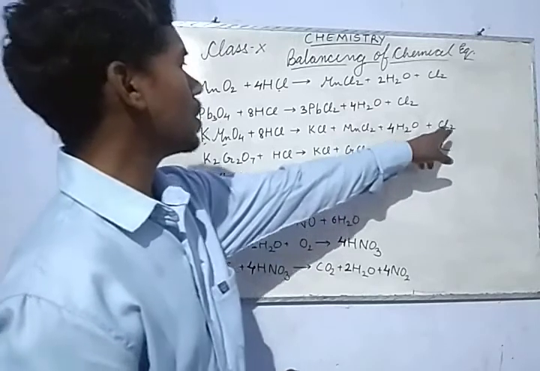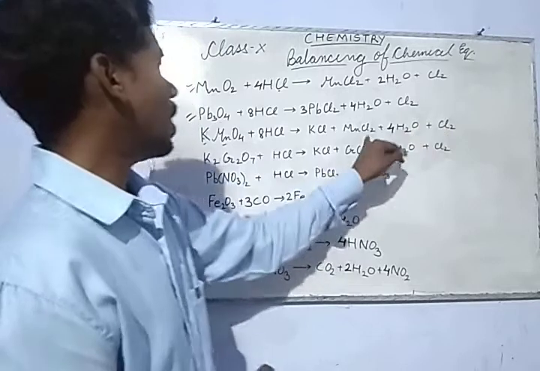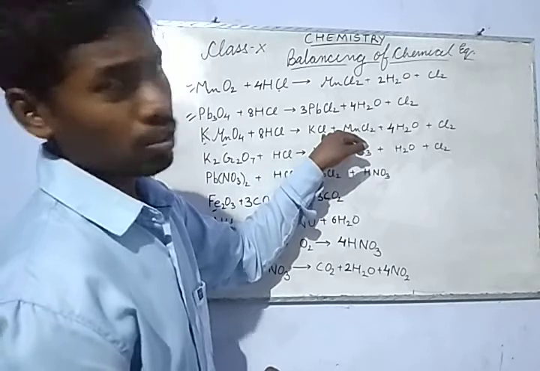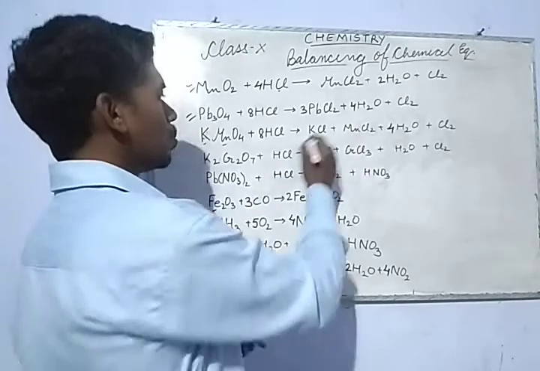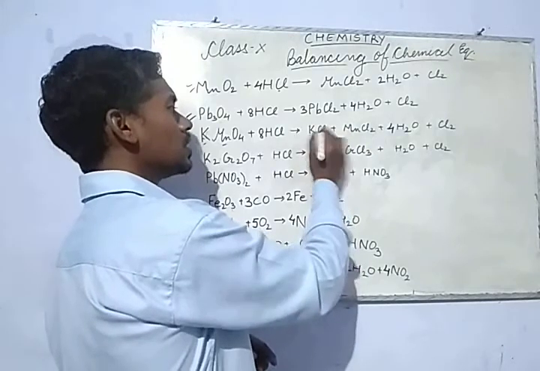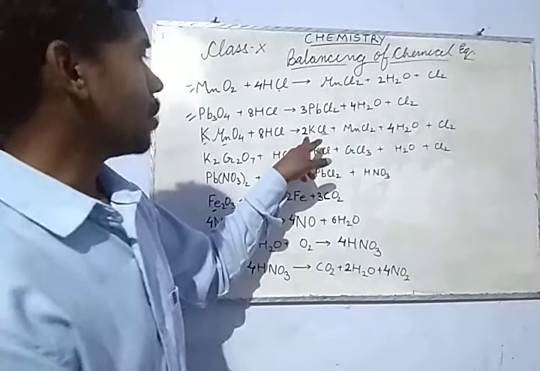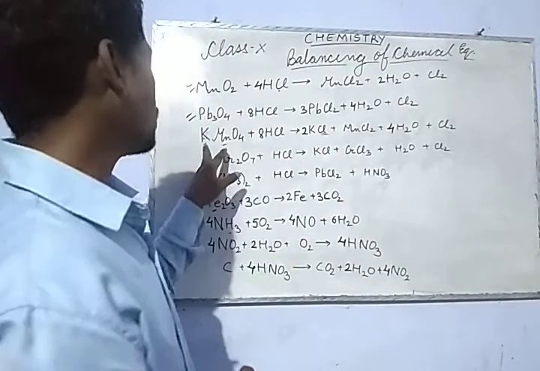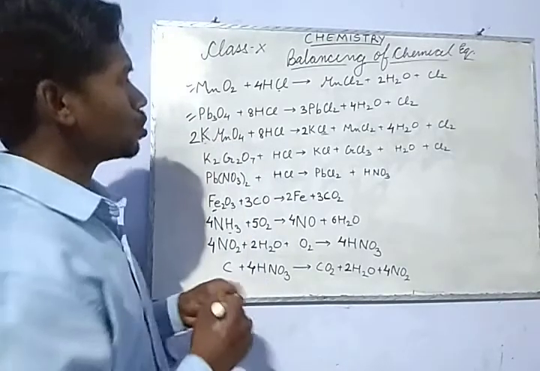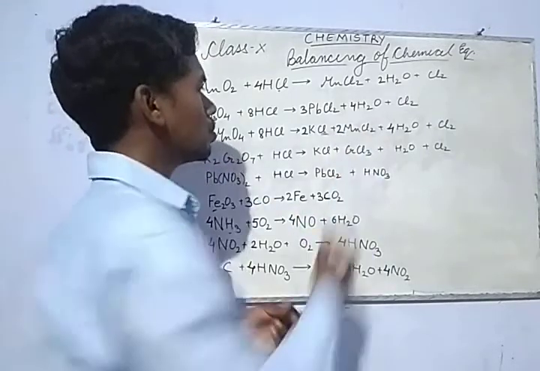So how many chlorine here? 2. How many here? 2, 2, 2, and 4 and here 1. Not doing now. So if it is not doing, then see it is odd here. Now we have to make this also even. So when we make this even, we will have to add 2. When we added 2, you see that the potassium here will change. When this will change, you see that Mn number will also change. When Mn number will change, we need to put 2 here also.